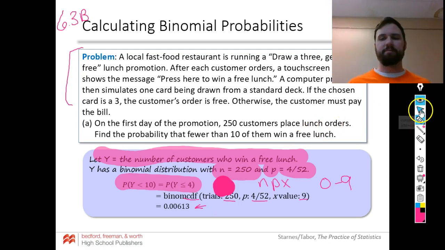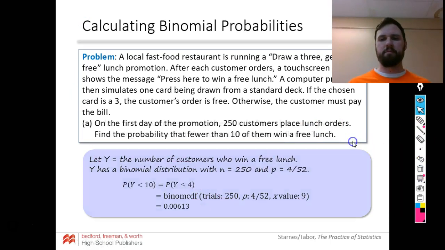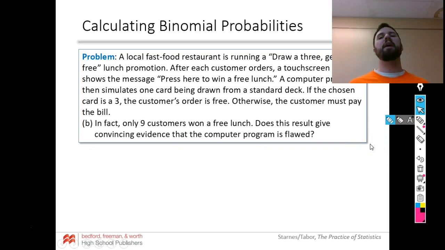We're doing CDF because we're finding all of them, not just one specific value. Same thing, draw a card, press a button, win a free lunch. So you find out only 9 customers actually win a free lunch that first day out of the 250. Should we think the computer program's actually working? Well, remember the 5% rule. 0.006 is way less than 5%.